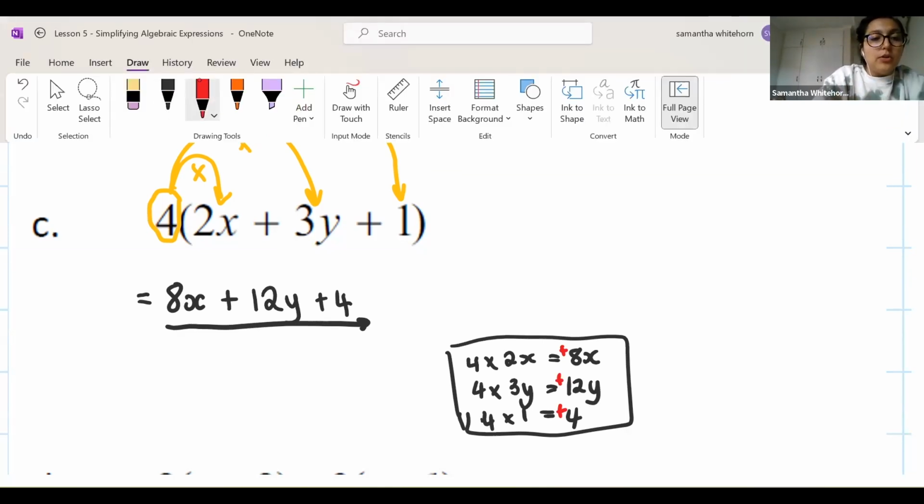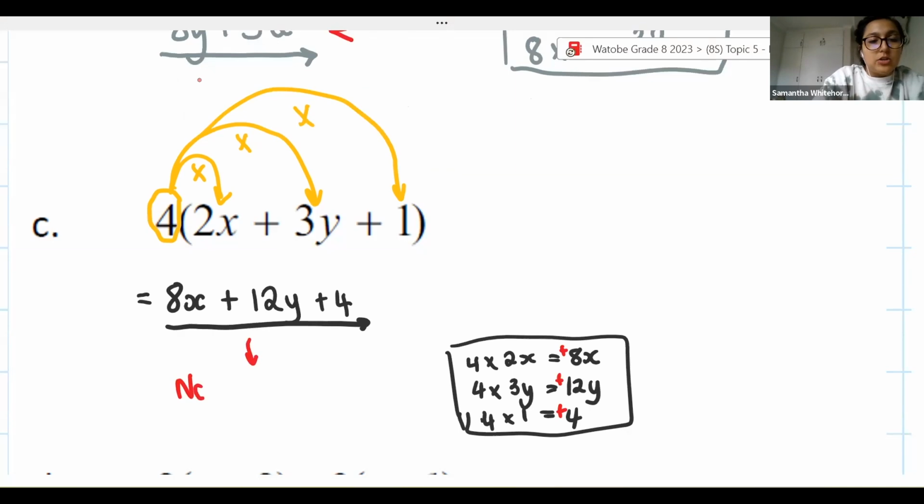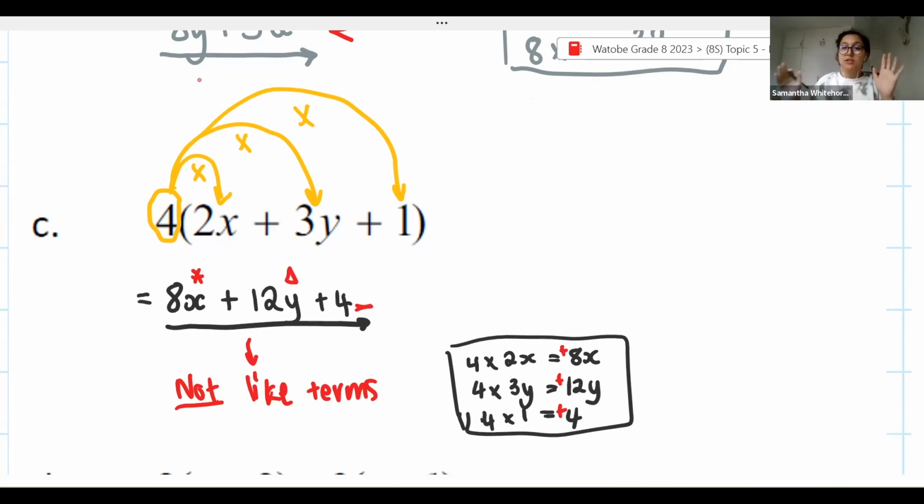Remember, you can only add or subtract like terms. These are not like terms because one term has an x, one term has a y, and one term has no variable at all. They are all different, which means that we cannot add them together. So our final answer is 8x plus 12y plus 4.